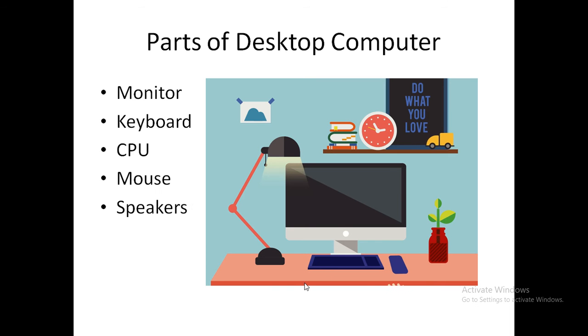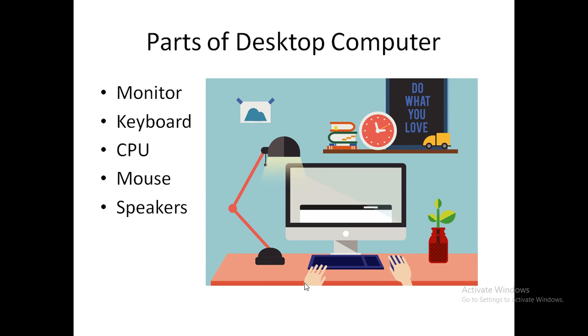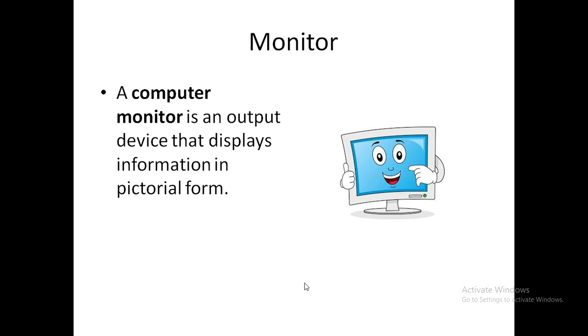Getting this point? Then the external parts of desktop computer: monitor, keyboard, CPU, mouse, and speaker. So you're going to revise the definition of monitor. Monitor is the output device that displays the information in pictorial form. So you can touch the monitor. Yes, you can see monitor, you can touch monitor. So it is the external part and hardware.